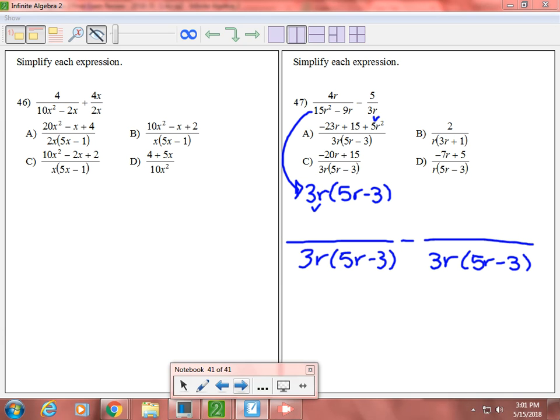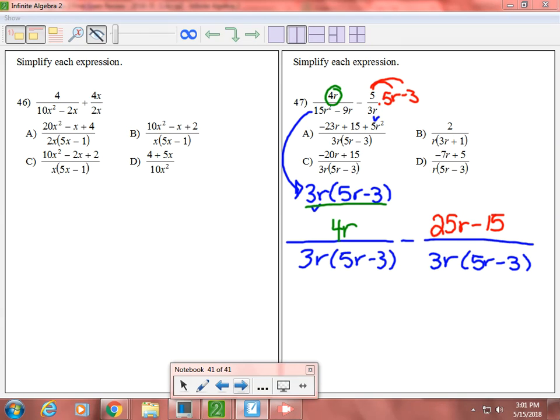So the first one up here, this already has the denominator of that. So I don't need to do anything to it except bring that straight down. However, this one over here, it's missing the 5r minus 3. So I have to take that and I have to distribute it. So I have 25r minus 15.